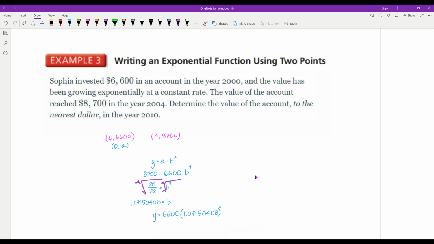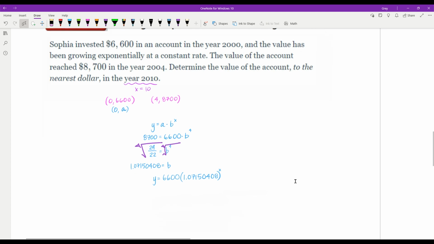Okay, now determine the value of the account to the nearest dollar in the year 2010. So if I need to find it in the year 2010, that means x in my equation is going to be equal to 10. Because remember the beginning, it was 2000. So I'm just going to plug 10 in for x. And when I do, I lost my equation. There it is. When I plug in 10 for x, I'm going to find out that he's going to have about $13,167. And that is all we have with modeling for exponential functions.